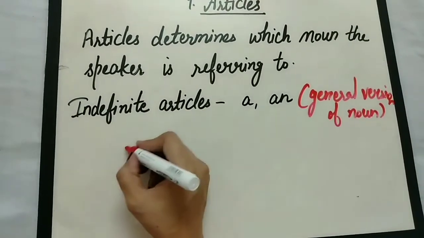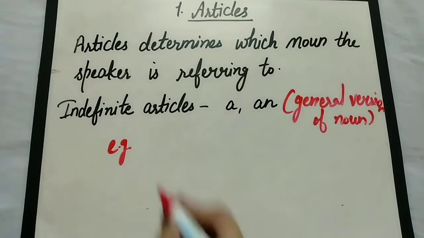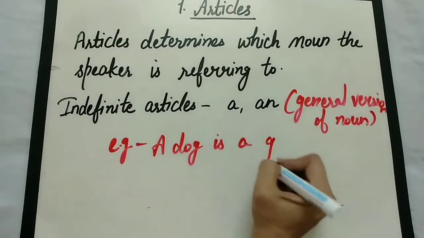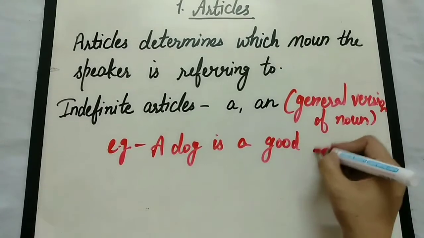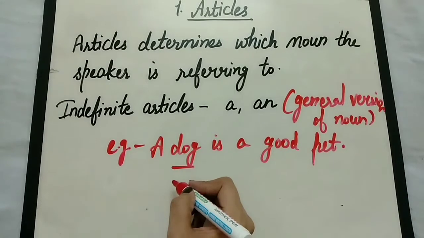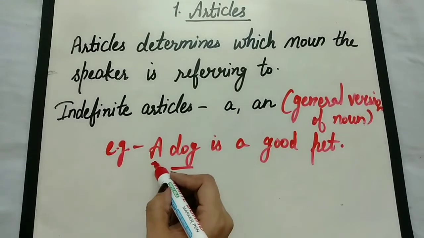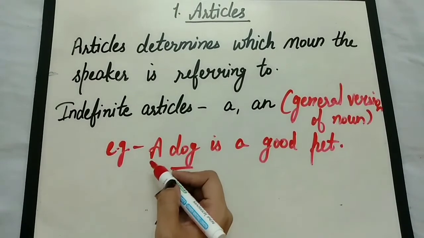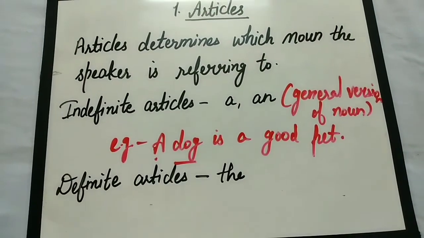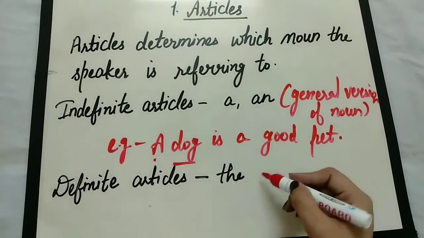Let's take one example. A dog is a good pet. The word that is used before a noun is a general version. It is used to refer that the noun is general. And there is one definite article, that is the, and it also refers to the specific version of a noun.